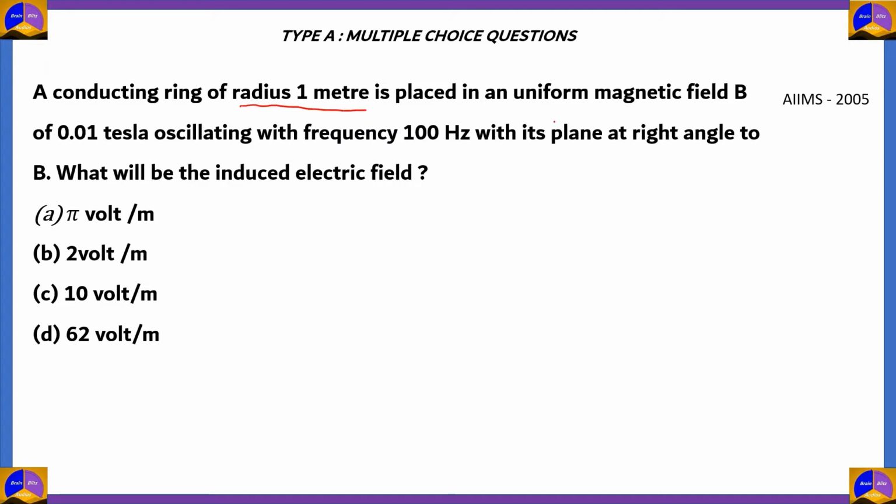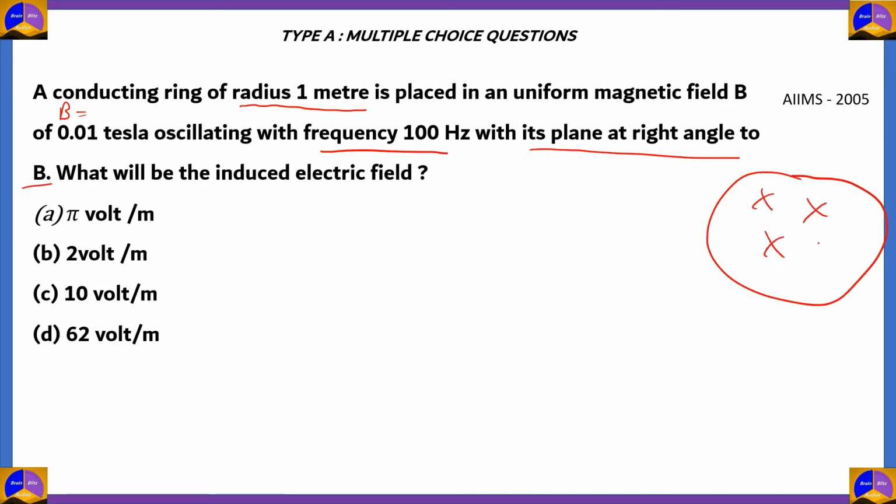The radius is 1 meter. The magnetic field B is equal to 0.01 Tesla, and the frequency F is 100 Hertz. And this conducting ring is placed with its plane at right angle to the magnetic field. So therefore, we can represent the scenario like this. So here's the plane of the conducting ring, and you can see that the magnetic field lines are going into the plane. So they are perpendicular to the plane of the conductor ring.